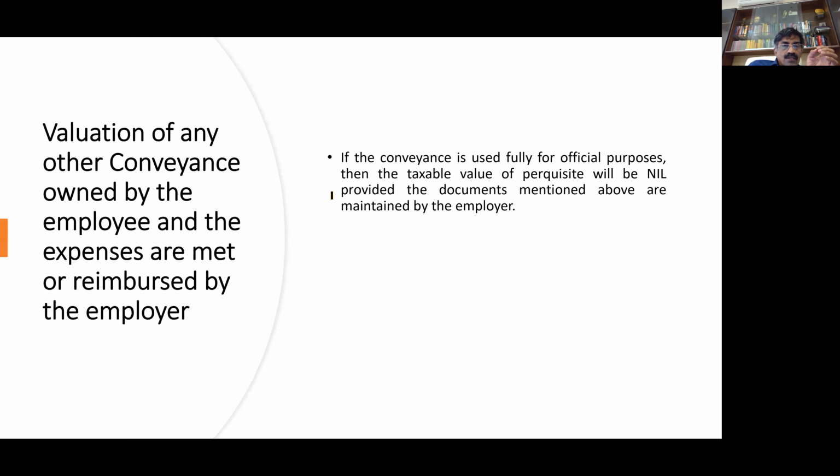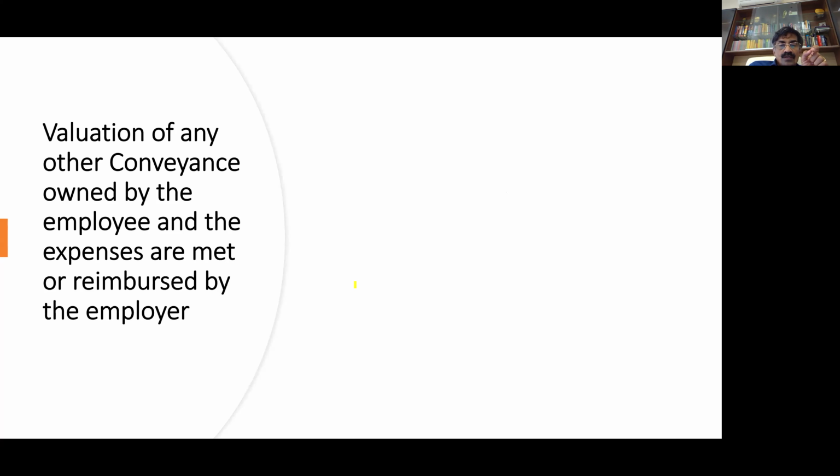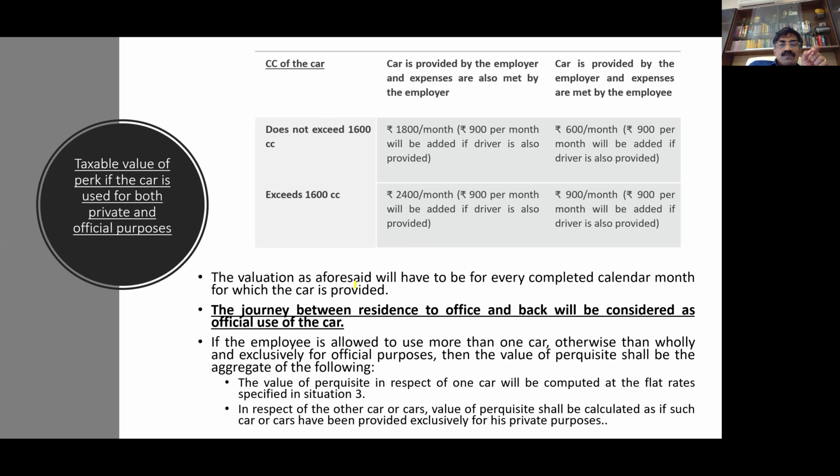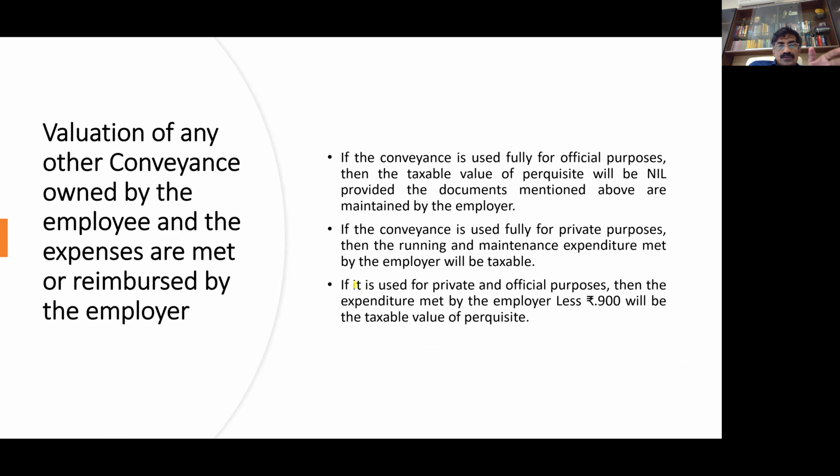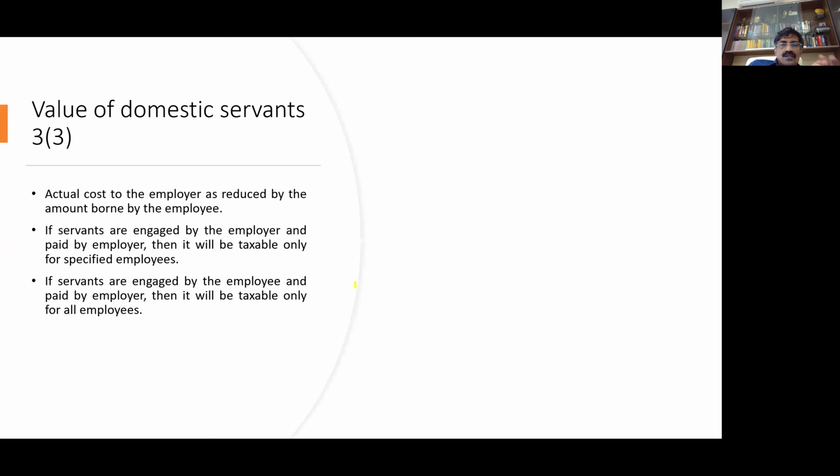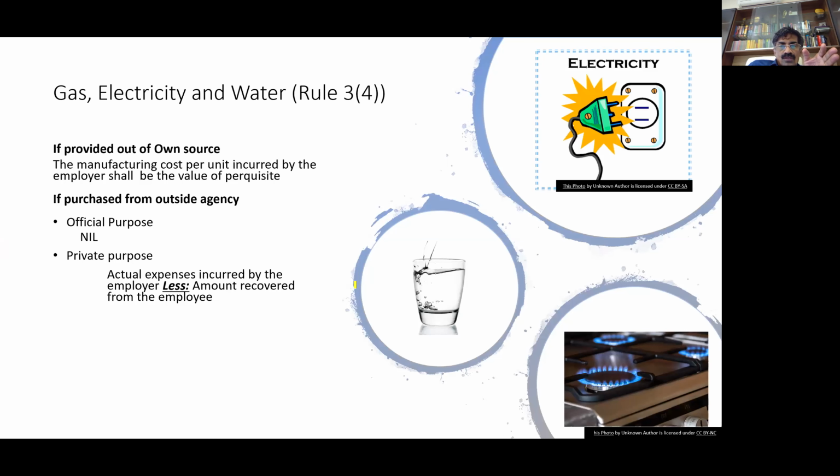Only one point which needs to be noted in the case of valuation of motor car: if instead of giving a car, the employee is given any other mode of conveyance, then what is the equation? That is given here. You can just go through this particular point. Very rarely this comes in the examination, but in case it comes, you can just have a look at it. Not that important. I'll now move to 17.8.